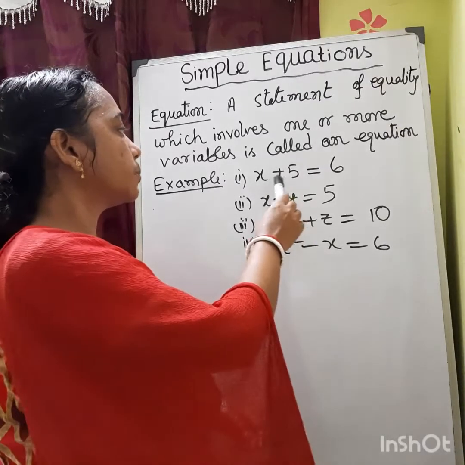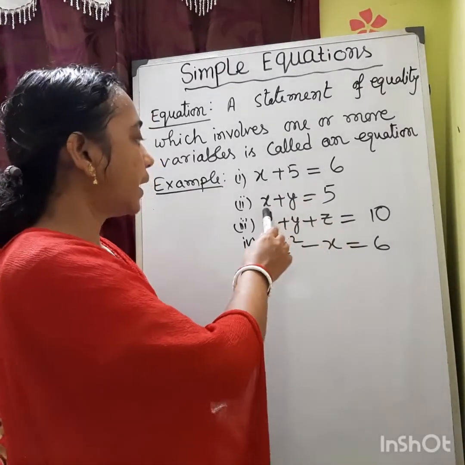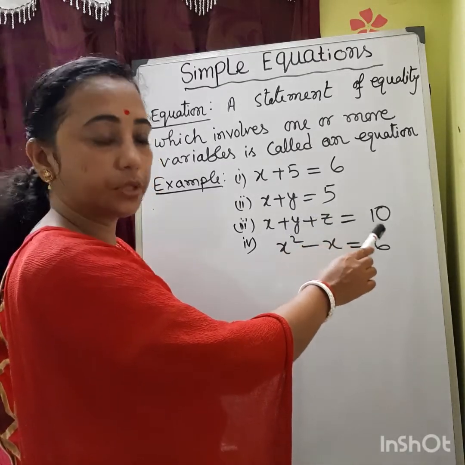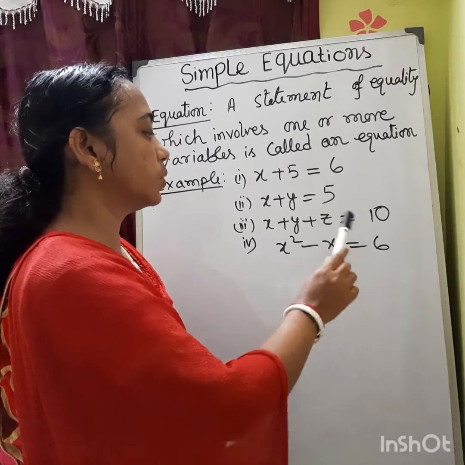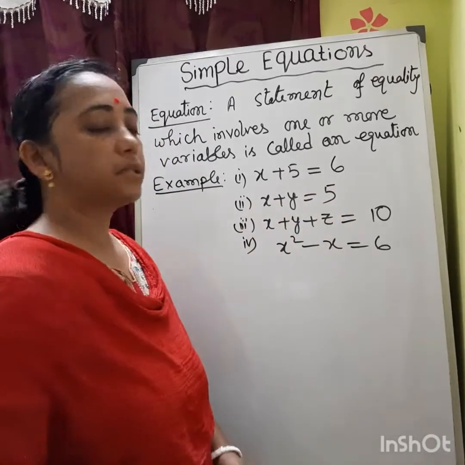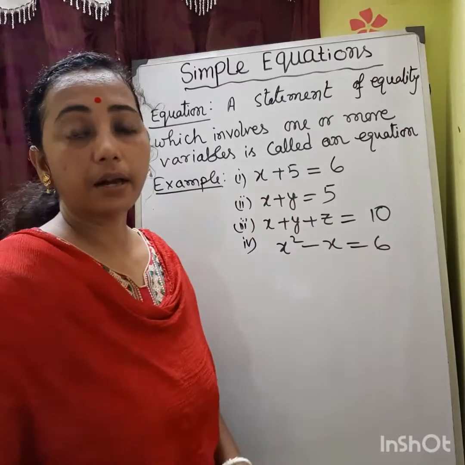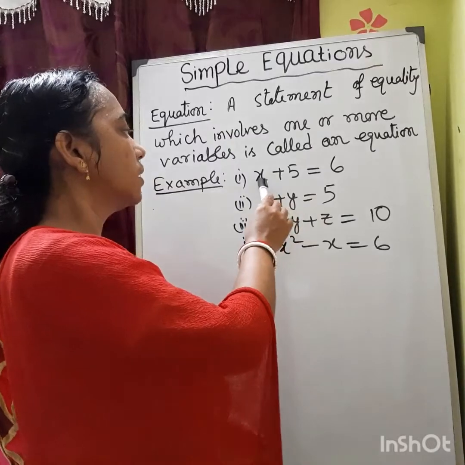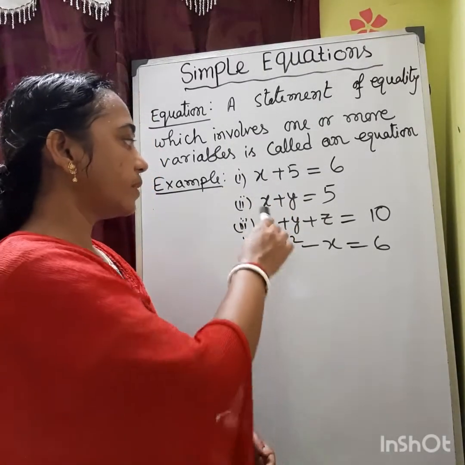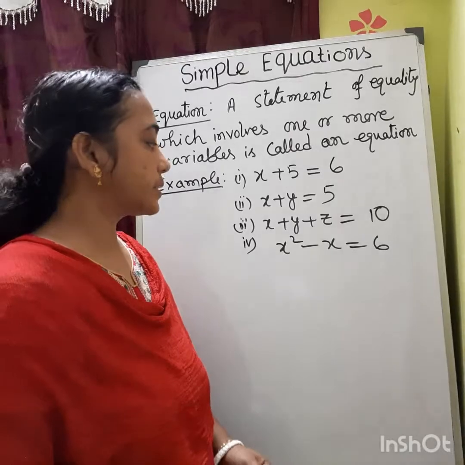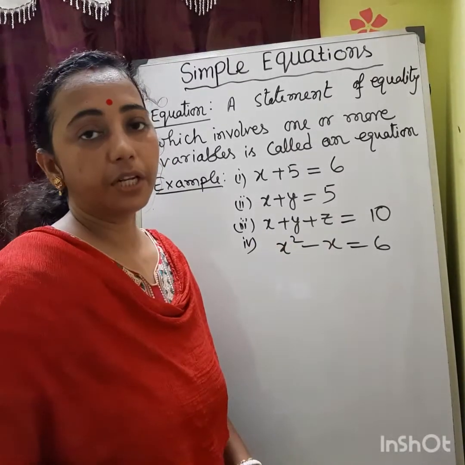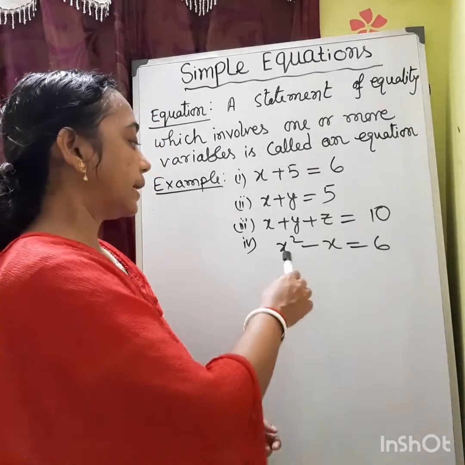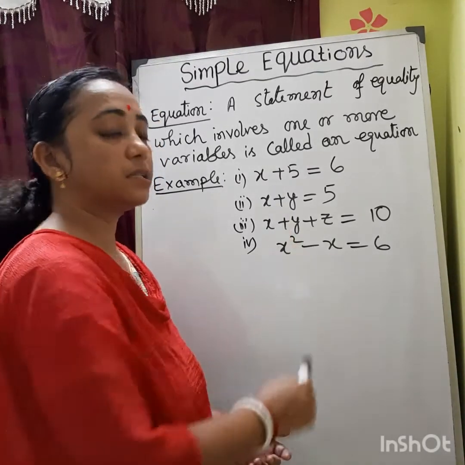For example, x plus 5 is equal to 6, x plus y is equal to 5, x plus y plus z is equal to 10, and x square minus x equal to 6. In all these examples, one or more variables are present. In the first case, only one variable is present. In the second case, two variables are present. In the third case, three variables are present. In the fourth case, only one variable is present, that is x, but here the power of x is 2.